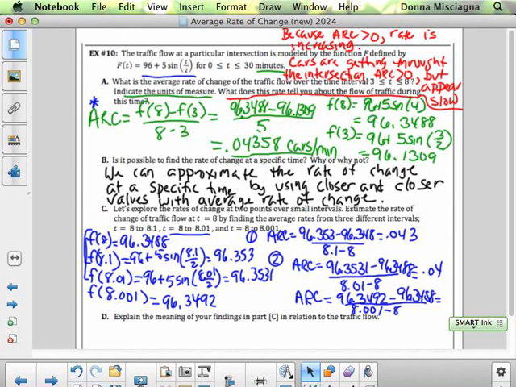But so far, from our other two values, it looks like maybe we are approximating about 0.04 cars per minute. Actually, that is an increase of 0.04 cars. So this rate, your average rate of change, if it's positive, is an increase.